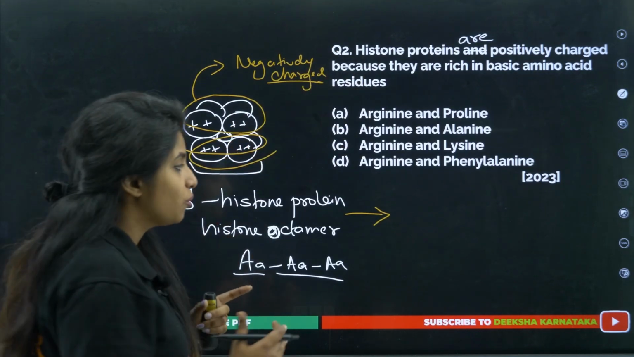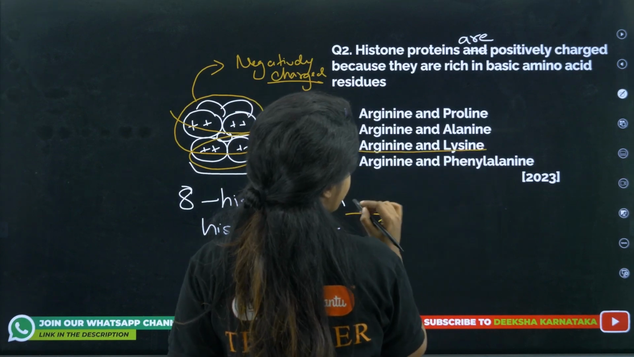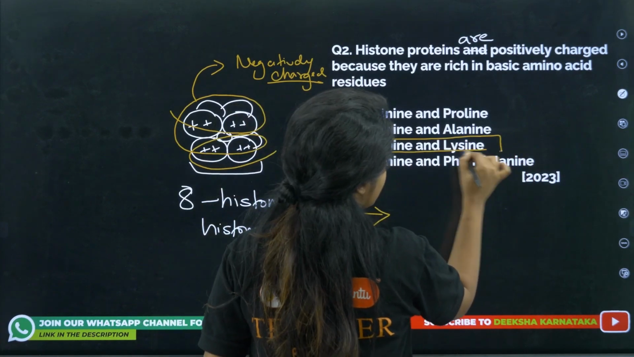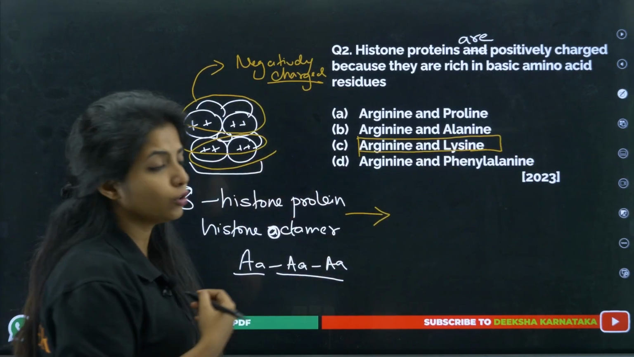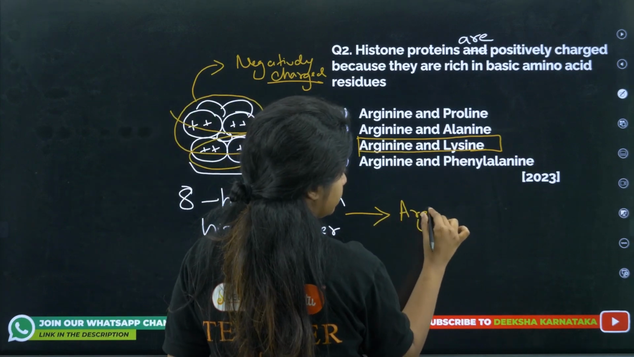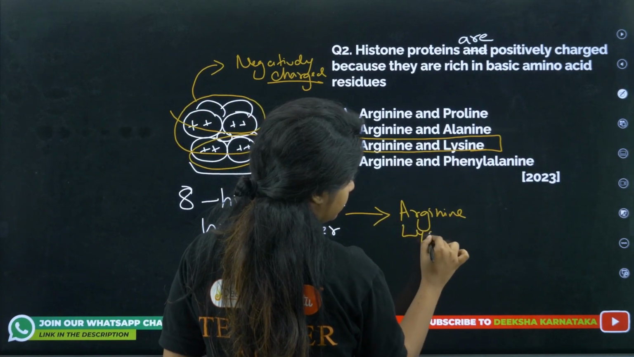What are those residues, children? It is arginine and lysine. It's a direct question again. It's arginine and lysine. You have to remember it. Arginine, lysine.